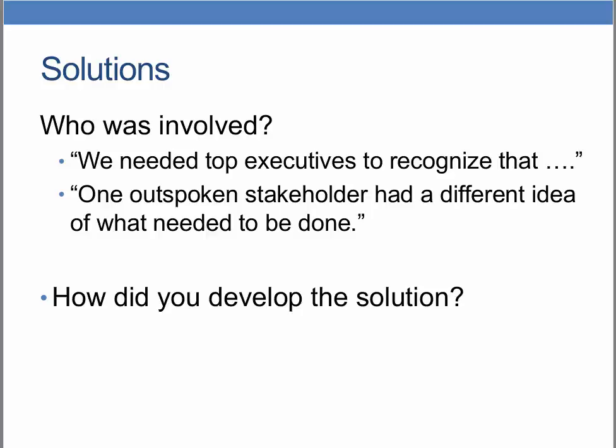You might also want to talk about who was involved. A lot of times, whenever we do have issues that we're overcoming or an interesting story to tell, it involves people at the top executive level, sometimes at the very top of the company. So something like we needed the top executives to recognize that such and such needed to happen, or that they needed to do something. Or maybe in terms of who was involved, one particular stakeholder kept driving this one particular point and it stuck with us and we couldn't forget about it. They had a different idea or something like that.